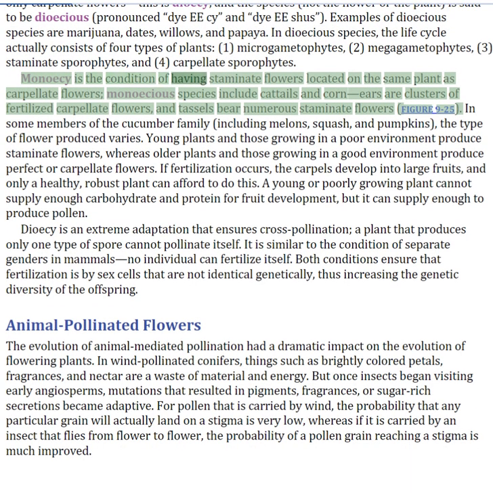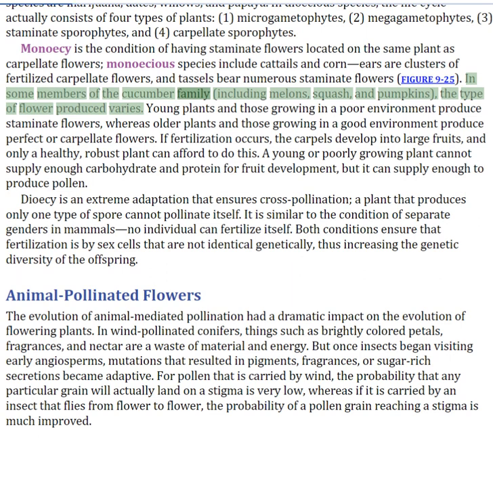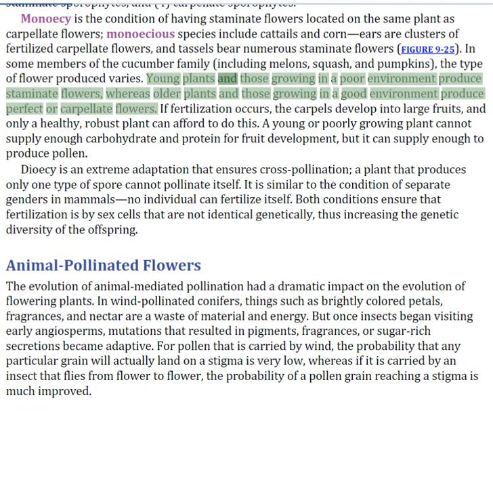Monoecy is the condition of having staminate flowers located on the same plant as carpellate flowers. Monoecious species include cattails and corn. Ears are clusters of fertilized carpellate flowers, and tassels bear numerous staminate flowers. In some members of the cucumber family, the type of flower produced varies. Young plants and those growing in a poor environment produce staminate flowers, whereas older plants and those growing in a good environment produce perfect or carpellate flowers.